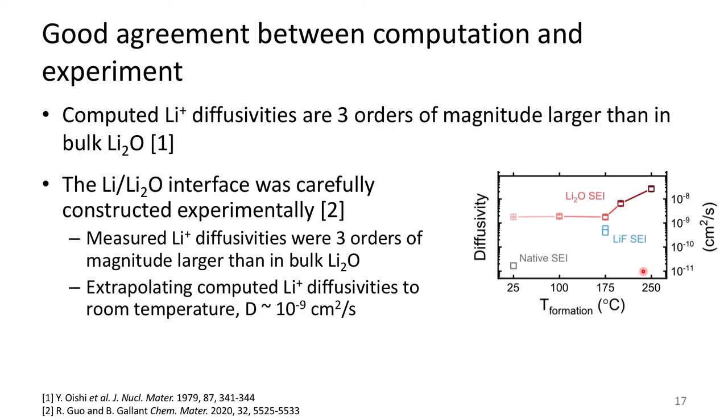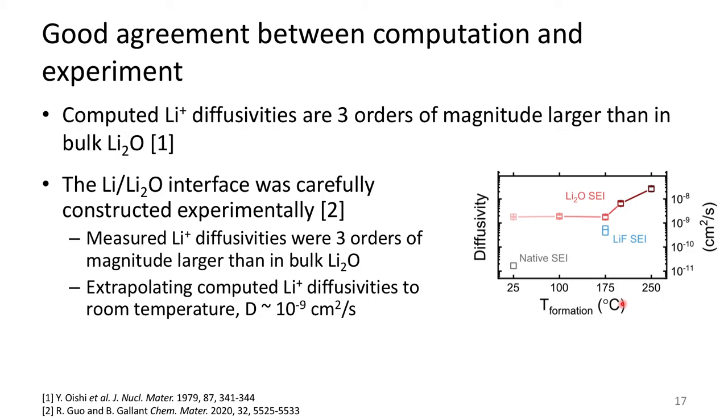Further, if I extrapolate my computed lithium-ion diffusivities down to the temperature at which they measured theirs, I get a value on the order of 10 to the negative 9th centimeters squared per second, which agrees very well with the values they measured. An order of magnitude agreement is about as good as you can get with diffusivities. Also, don't pay too much attention to the x-axis here. It's not the temperature the diffusivities were measured at, but the temperature at which the Li2O surface was annealed. These measurements were all around room temperature. So we have very good agreement between theory and experiment, or computation and experiment.